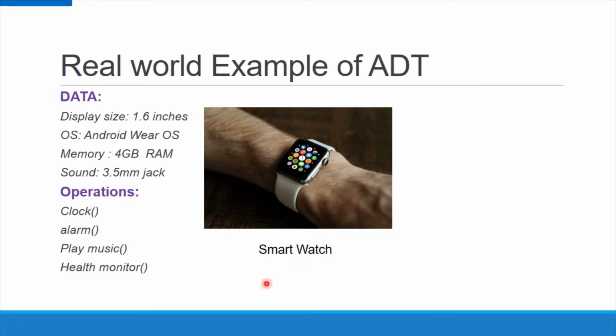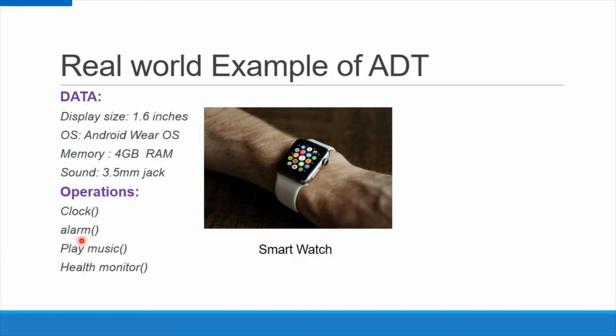So obviously it is a watch, so we'll be having clock function, alarm. Then since it is a smartwatch, you have play music feature, and another one is health monitoring. So I've listed only some of the operations of the smartwatch. So just consider this alarm operation.